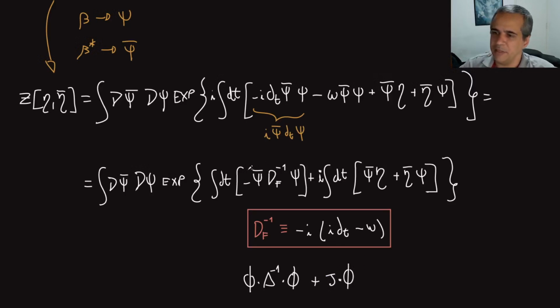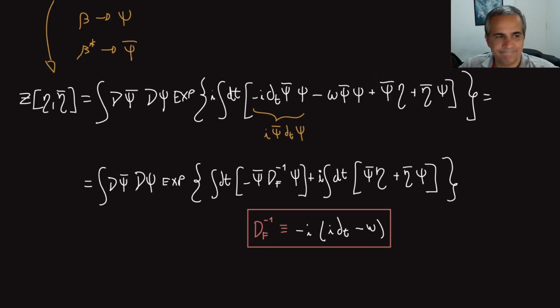And this is the same. This is the part with the fields and the operator, the Gaussian part. And this is the sources, the external sources that I have here. In this case, since I have two independent fields, I need two independent sources.